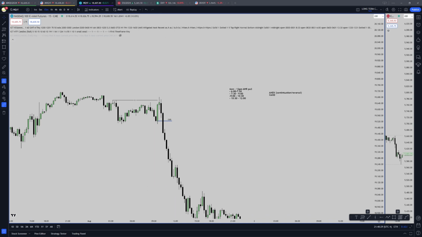Best to trade for beginners? I would say Silver Bullet. Silver Bullet's really good.